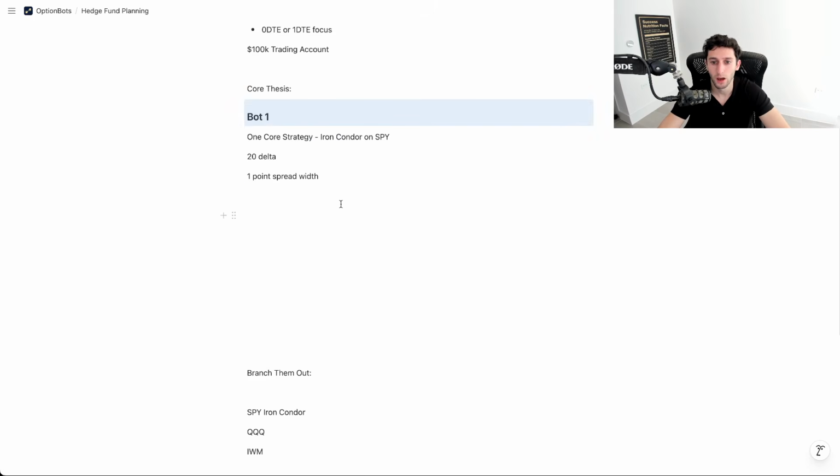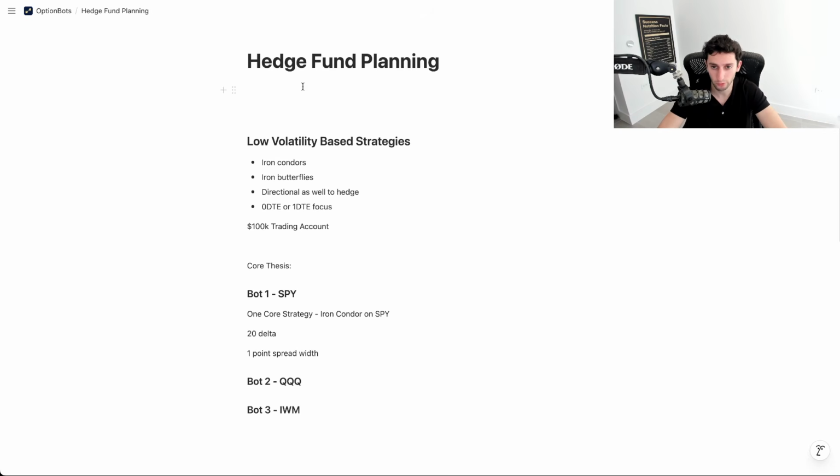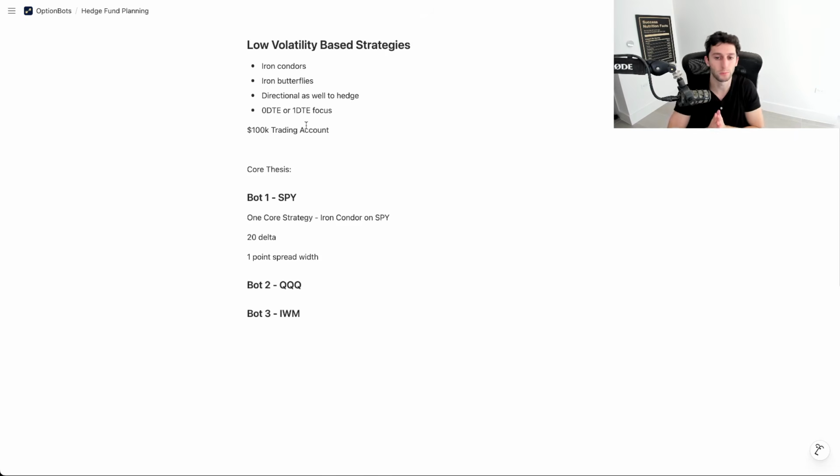Okay. Now, this is going to be on SPY. And so obviously what we can do is we just want to branch this out. So we can duplicate the same exact one across QQQ. And we can also do it across IWM. Okay, so now we're hitting all the indices. And now we have 3 different bots. So pretty simply, we went from basically nothing to this. All right, and we're going to get to the risk management part soon. But for now, we're just focused on which bots we actually want to create.